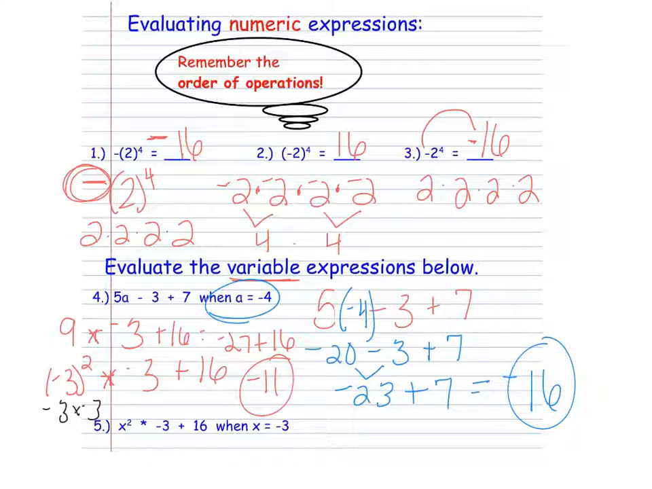Okay? So if we evaluate a numeric expression, it just has numbers. We follow the order of operations. If we have a variable expression, we plug in the value for the variable that we're given, and then we solve again using the order of operations.